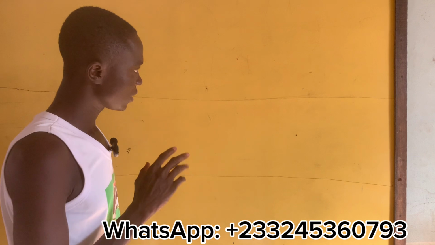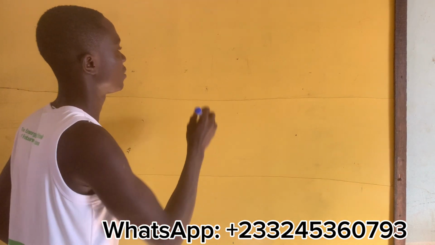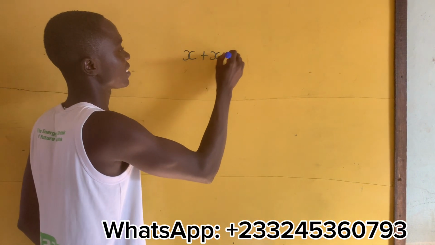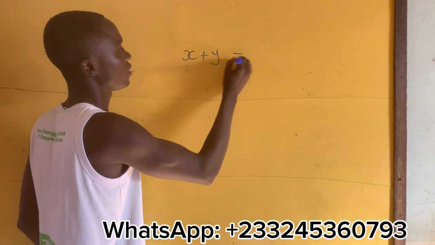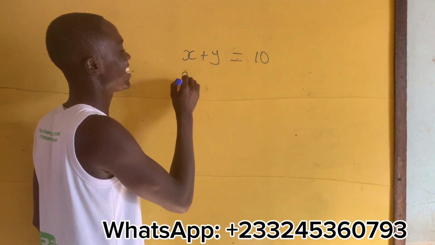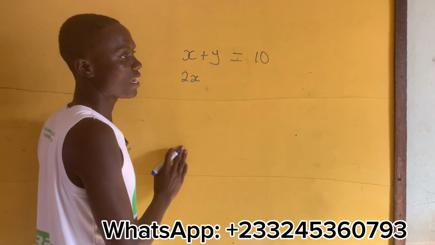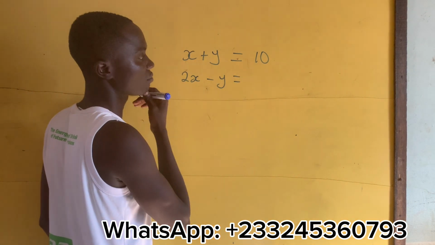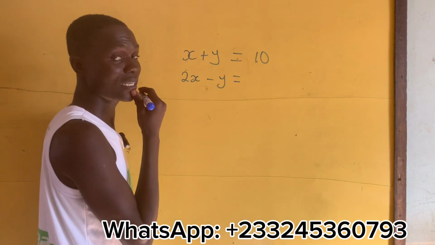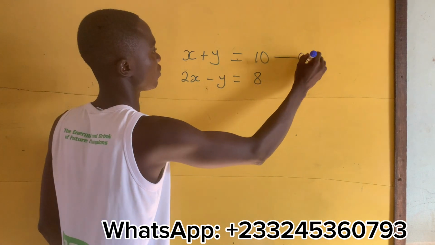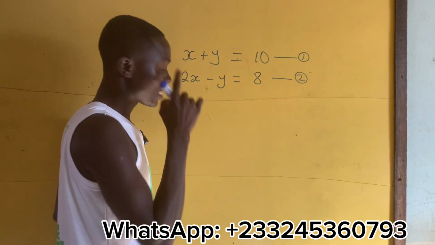Now, let's say that we have, let's start small and then grow up, right? Let's say that I have x plus y equals 10. And then 2x minus y equals 8. This is equation 1 and this is equation 2. How do we solve this?